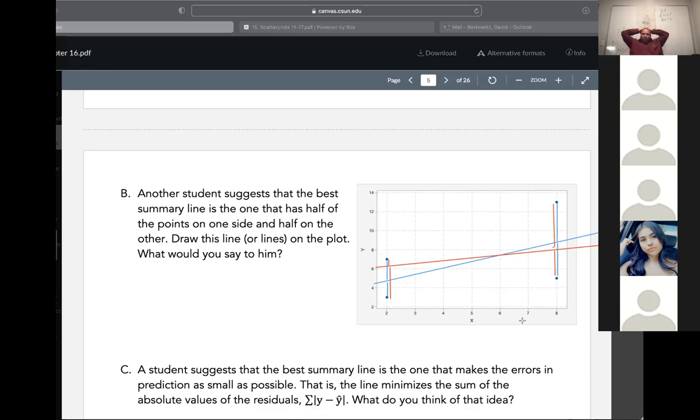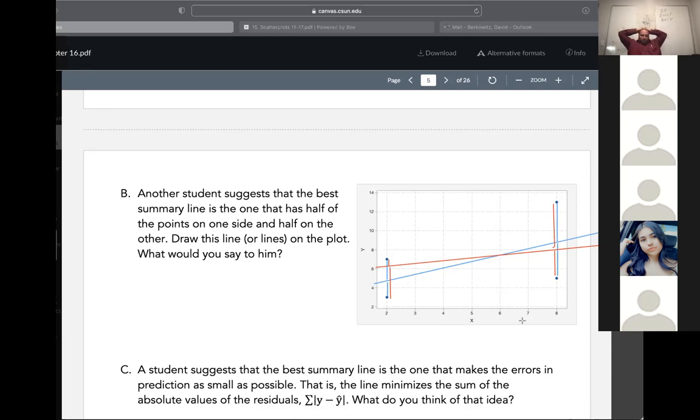Think of every possible line in existence, calculate the residuals, absolute value them, add them together, and then out of all the lines in existence, pick the one that gives you the smallest total error. What do you think of that idea in theory? Anyone?